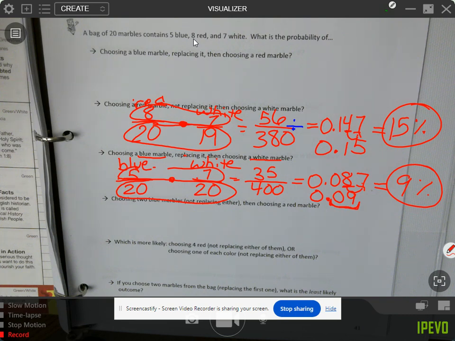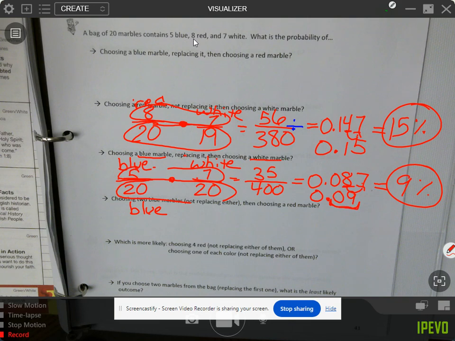Our next one says choosing 2 blue marbles, not replacing either, then choosing a red marble. What are my events that I'm going to list? Melanie. The blue and the red. So just blue and red? Do I have just 2 events happening? Why would it be 3, Callie? Because you have to choose 2 blue marbles. So those are each a separate event.